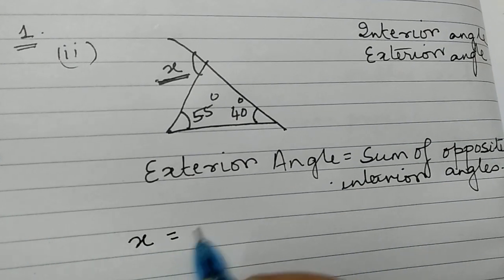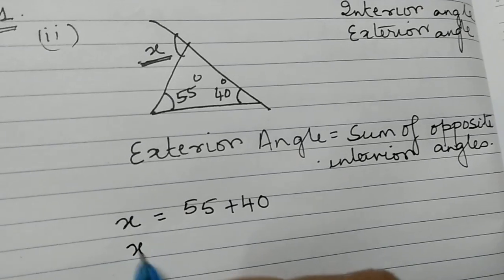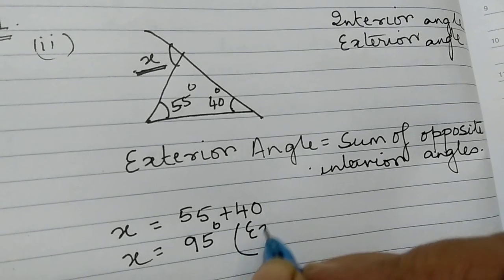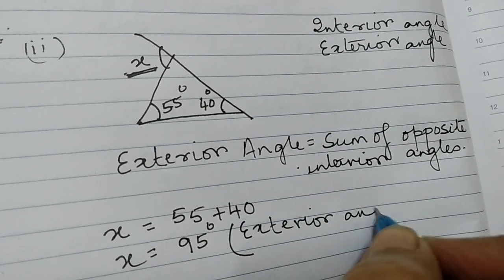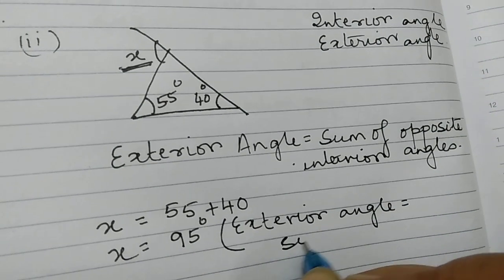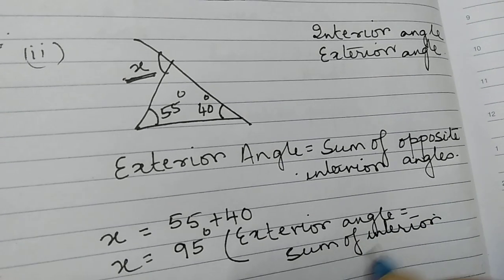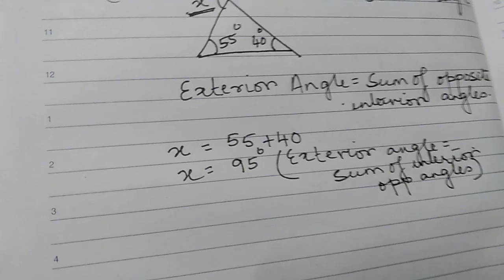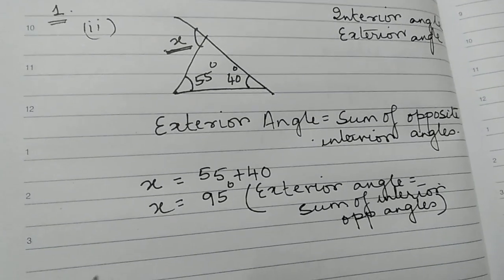So X will be equal to 55 plus 40. So X is equal to 95 degree. But you have to write the reason that why have you added. So you have to give this reason that exterior angle is equal to sum of interior opposite angles. If you don't write the reason, you will not get the full marks. Have you understood? So I hope you can do question number 1, the first and the third part.